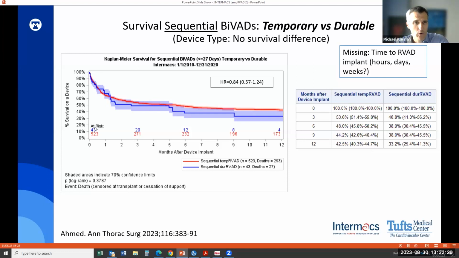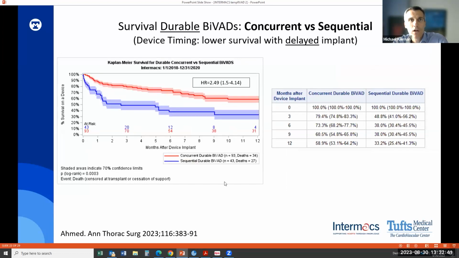And the data before this analysis have been a little bit mixed, where some data suggest that delays aren't all that important, again, if it's with very close observation, where other analysis from the Penn group suggested that any delay really kind of increased risk of dying. So now we're looking at that question about outcomes if we delay. I'm calling it delayed. In the manuscript, it's called sequential versus concurrent or simultaneous placement.